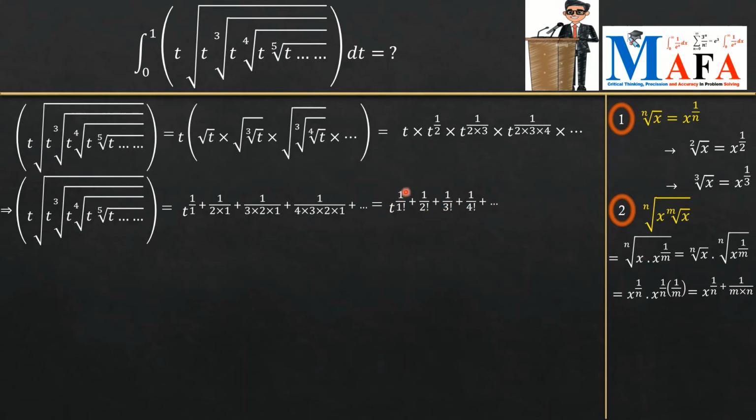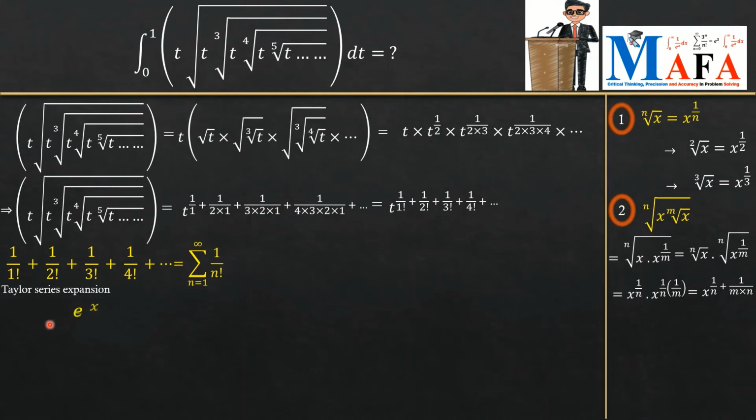Now we need to identify what this sum is going to yield. We are trying to look for what the sum 1 over 1 factorial plus 1 over 2 factorial plus 1 over 3 factorial and so on and so forth is going to yield. Simply, we can write it using the summation symbol as the sum from n equal to 1 to positive infinity of 1 over n factorial, as you can see.